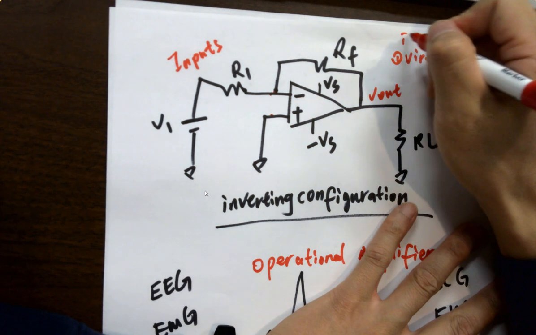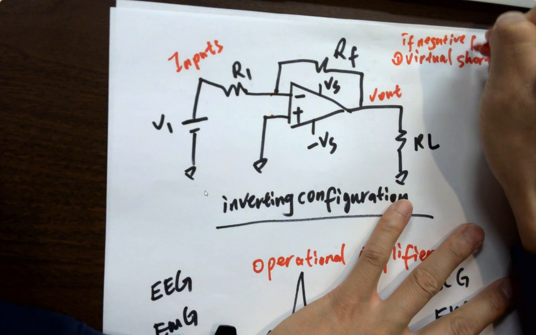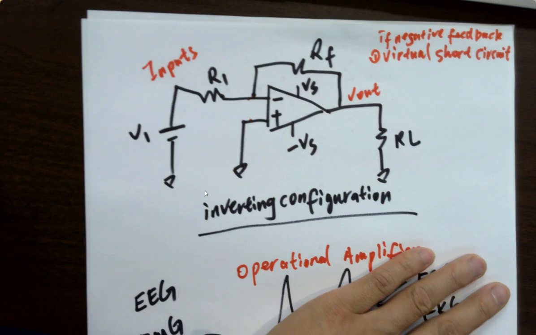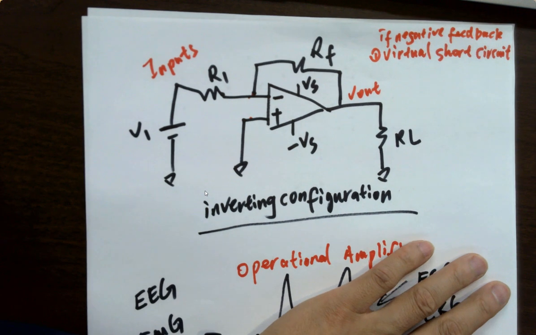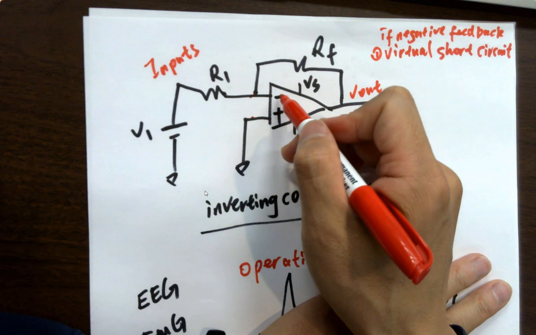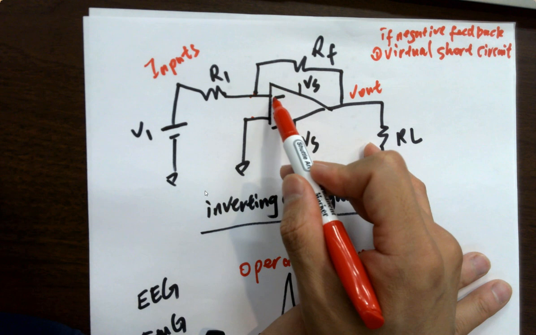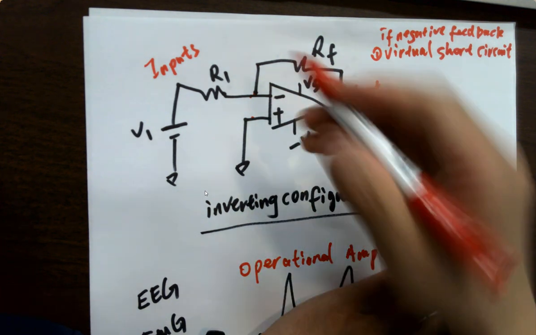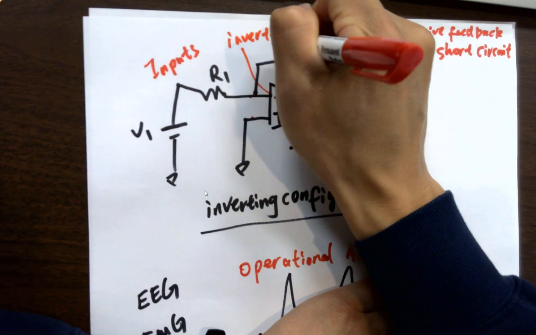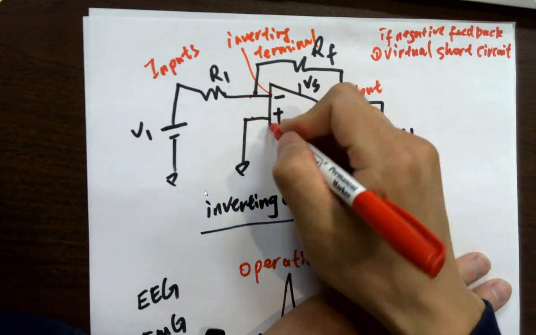Oh, if there's a feedback, negative feedback. Okay, if there's a negative feedback. Why is it negative feedback? Because the feedback is connected to the inverting terminal, which has a minus sign in front of it. If you have a minus sign in front of it, it's called inverting. So this is the inverting terminal. This is called the non-inverting terminal.